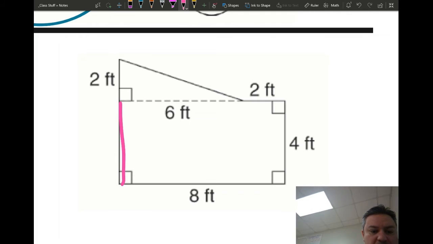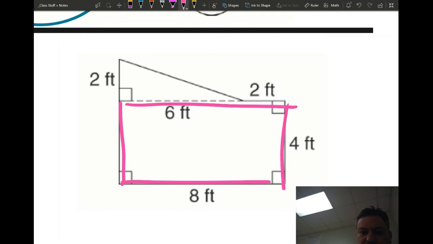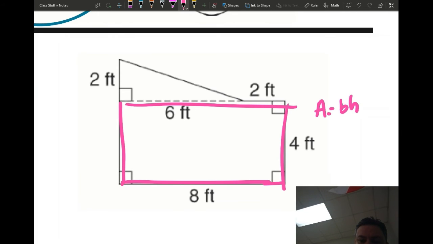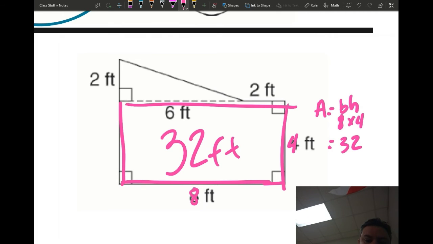So I'm gonna call this the rectangle. And I'm gonna find the area for that. Area equals base times height. And that's the formula given to you on your reference chart. So the base is gonna be 8 and the height 4. So this is 8 times 4. When you multiply, you get 32. So the area for this is 32 feet squared.